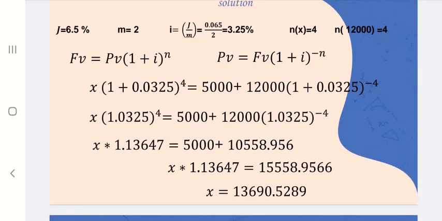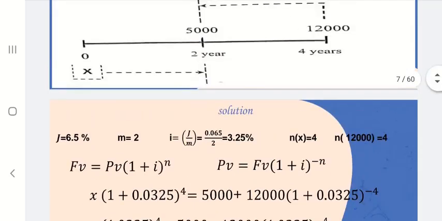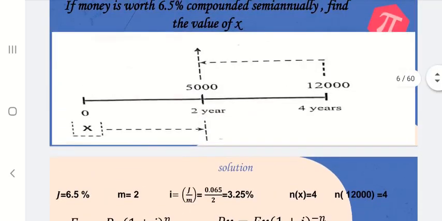Solution. Where j equals 6.5% and it is semi-annually, so m equals 2 and i will be equal 6.5% over 2, which equals 3.25%. N for X, the time for X equals 2 years, so n will be equal 2 times 2, which is equal 4.